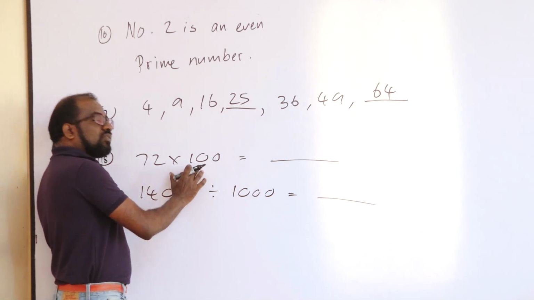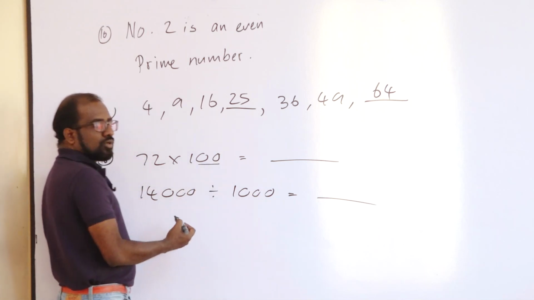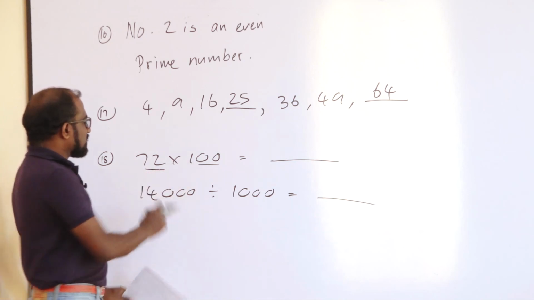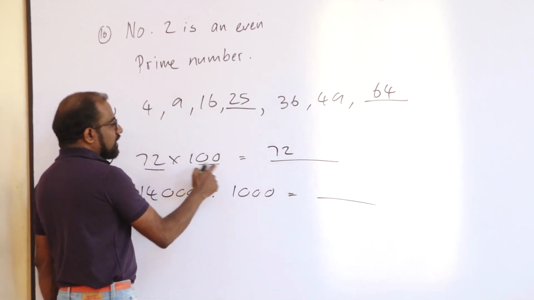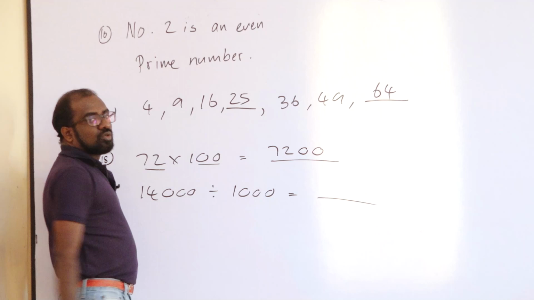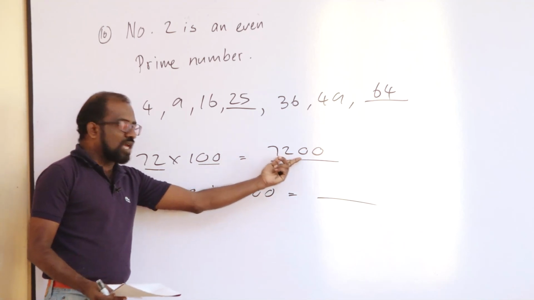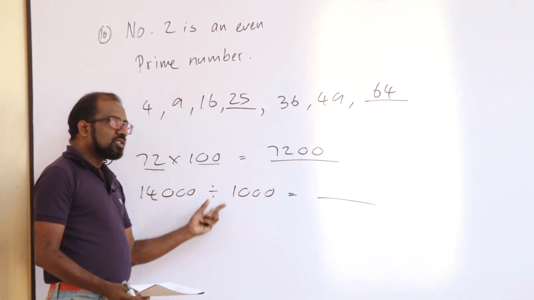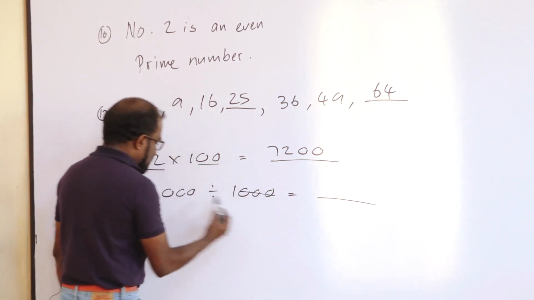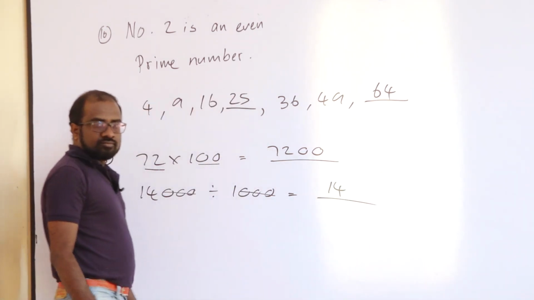When you multiply by powers of 10, the number of zeros should be added to the end of the number. When you multiply 72 by 100, 72 comes here. If you multiply by 10, 1 zero; if you multiply by 100, 2 zeros should come. In the opposite way, when you divide, zeros should be removed. When you divide by 1,000, the 3 zeros get cancelled. The answer should be 14.